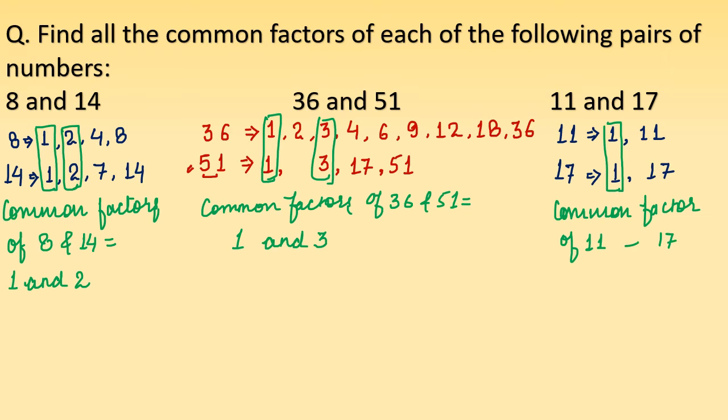So we can say that 11 and 17 are co-prime numbers because they have only 1 as their common factor. So 11 and 17, they both are co-prime numbers.